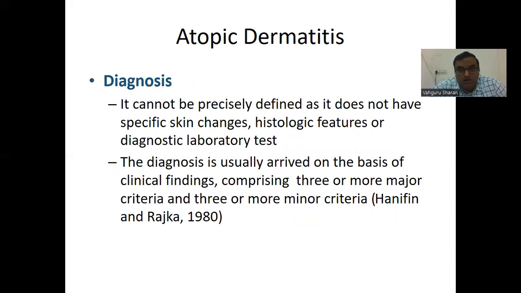Diagnosis. Atopic dermatitis cannot be precisely defined, as it does not have any specific skin changes, any histological features, or direct diagnostic laboratory test. The diagnosis is arrived at simply on the basis of some clinical findings, comprising three or more major criteria and three or more minor criteria. These criteria were postulated by Hanifin and Rajka in the 1980s.